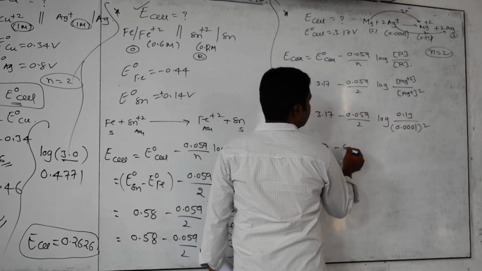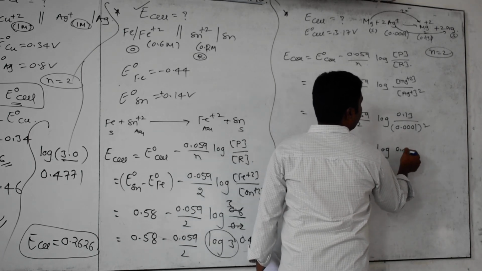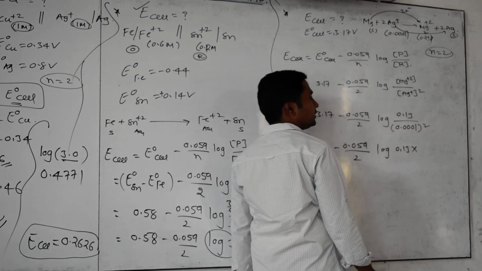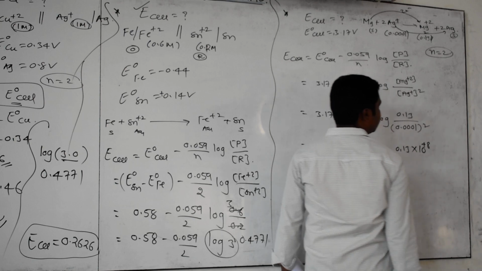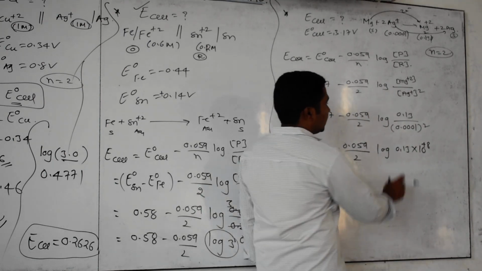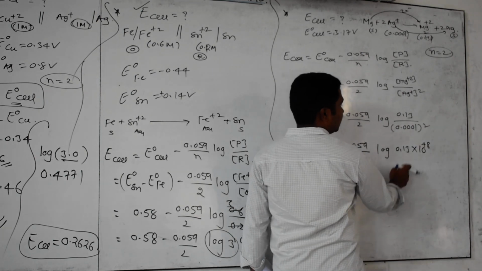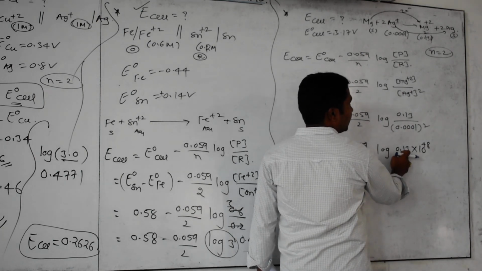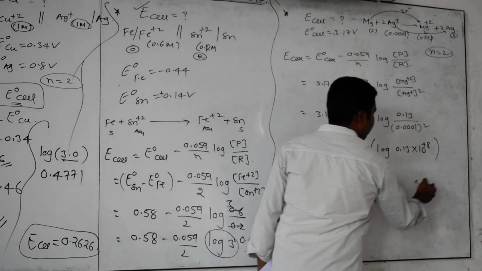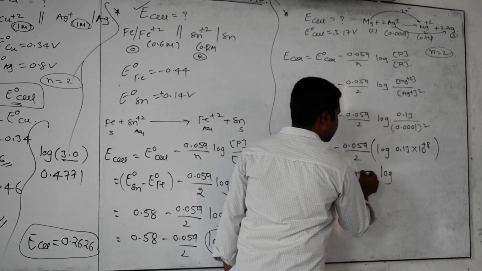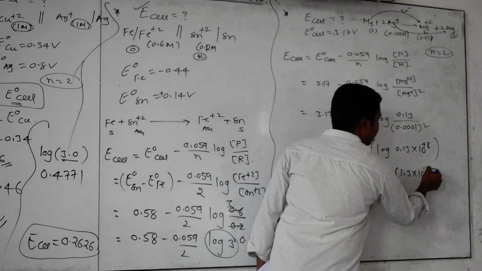3.17 minus 0.059 by 2 into log 0.13 into, we write it as 10 to the power of minus 4 whole square, minus 8. Minus 8 comes up to plus 8. Still we can simplify this one. Write down, 1 point. This time, simplify fast. It is becoming, remaining as it is, log 1.3 into 10 to the power of 7.